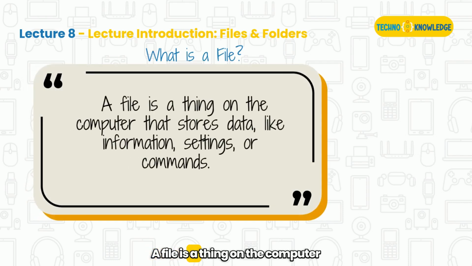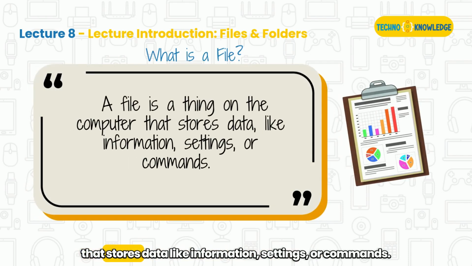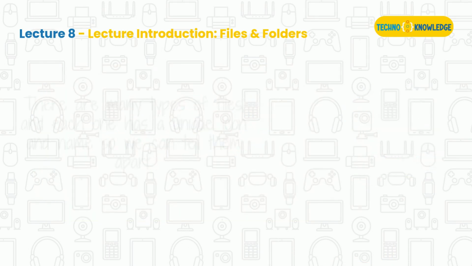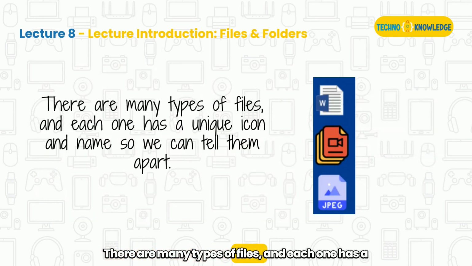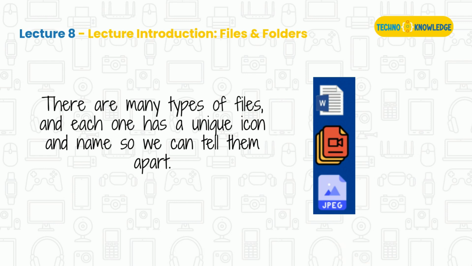What is a file? A file is a thing on the computer that stores data, like information, settings, or commands. There are many types of files, and each one has a unique icon and name, so we can tell them apart.